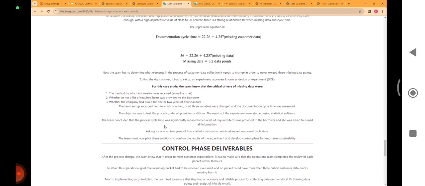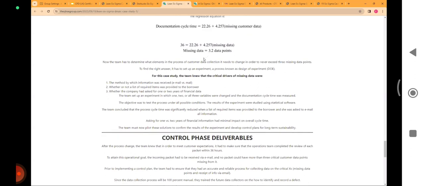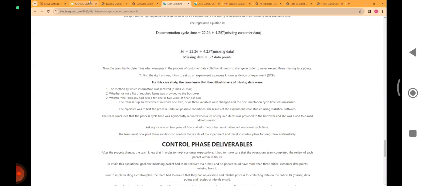And of course, just to tell you, the solution, what they did, the best combination was to receive the application by email, and also to give the checklist and to collect 1 year of the bank statements. These were the three outcomes that basically reduced this problem of missing data information.